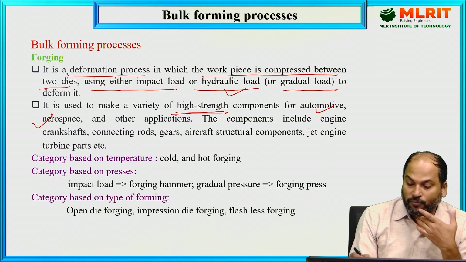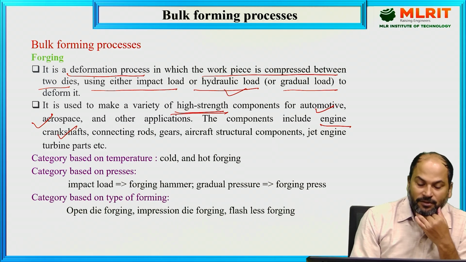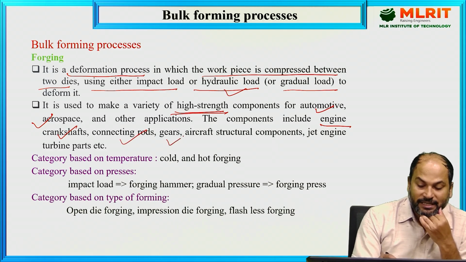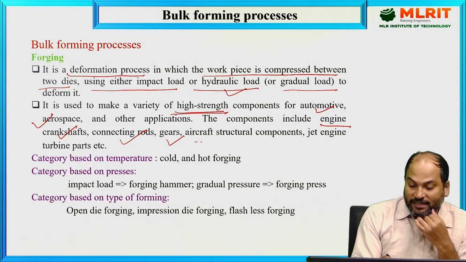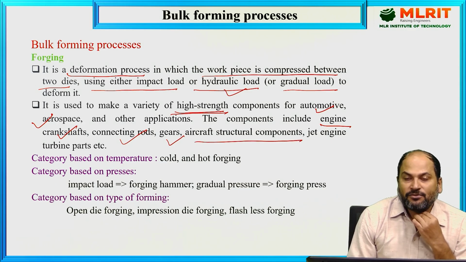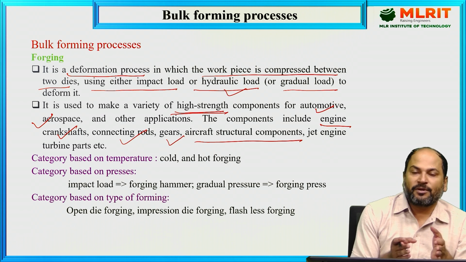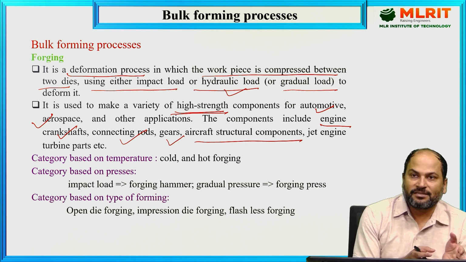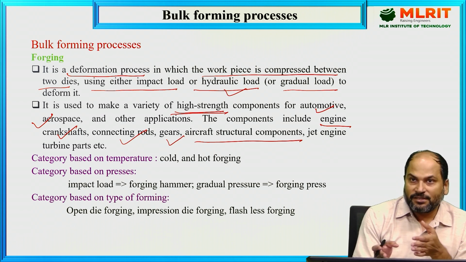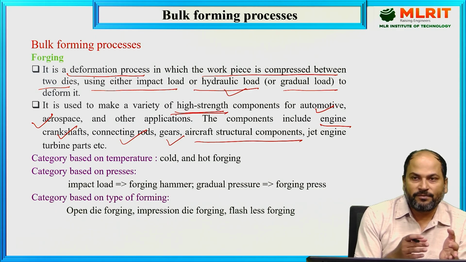The components include many things, like engine crankshaft, then connecting rod, gears, aircraft structural components, jet engine and turbine parts. So many applications are there where forging is being used. But forging, as I said, is not a primary manufacturing process. Primary manufacturing processes are like casting and powder metallurgy techniques. These are the secondary operations which are used to change the shape and size.